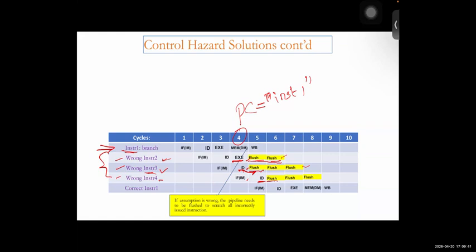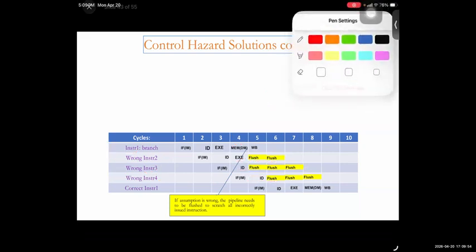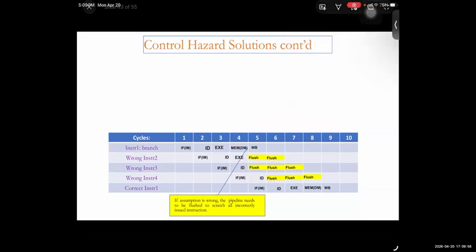So if the assumption is correct, these instructions will execute smoothly in the pipeline. If the assumption is not correct, the key takeaway here is that the instructions must be flushed out. Okay, so this is one solution.